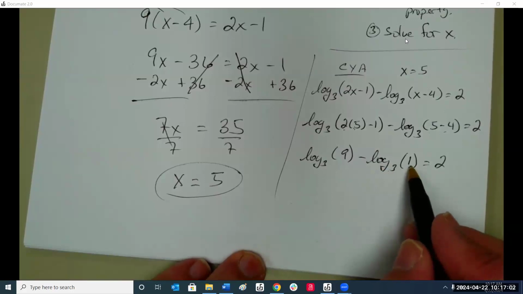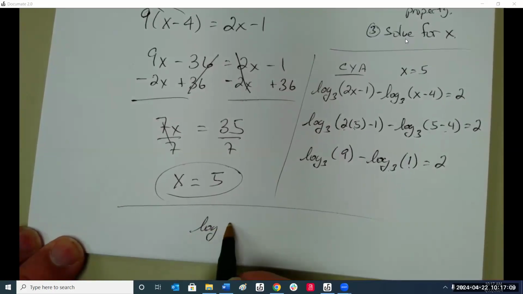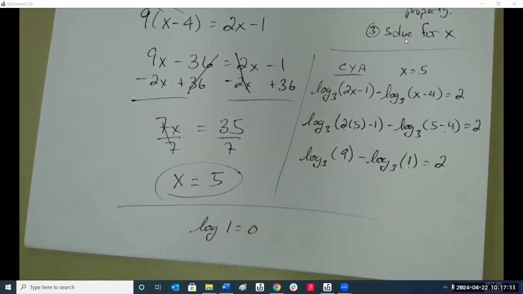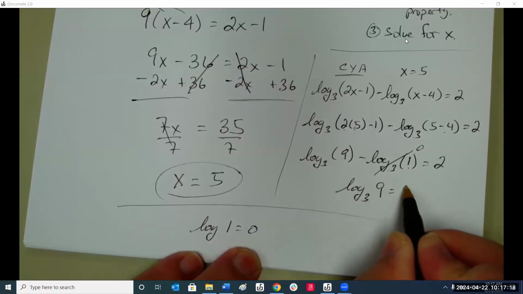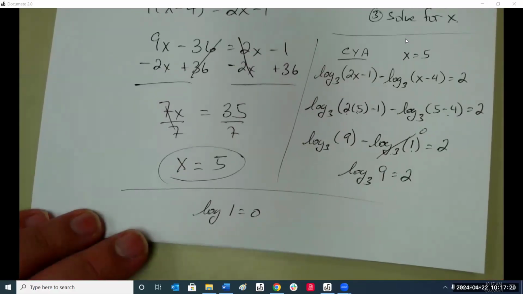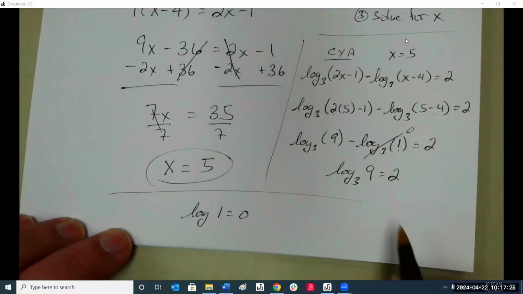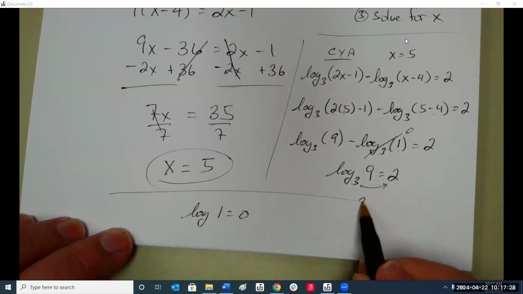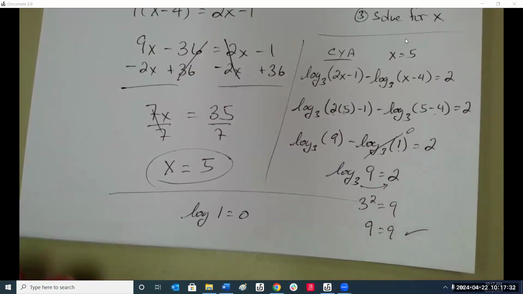Log base 3 of 1 is equal to what? There's a property that we talked about: log of 1, with any base, is equal to 0. So that goes to 0. So we have log base 3 of 9 is equal to 2. Do the conversion. 3 to the power 2 equals 9. So that works.